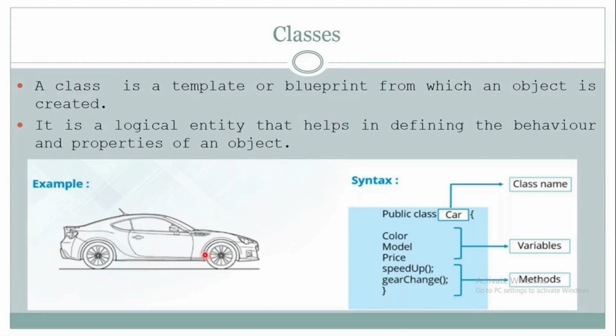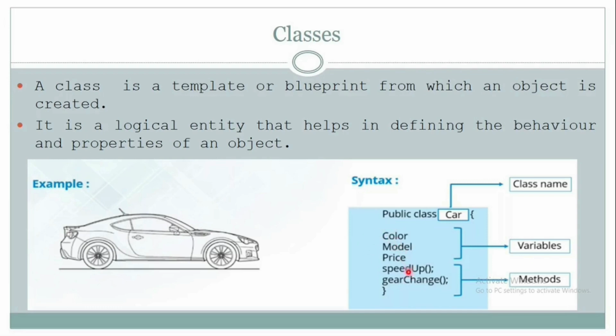The car will have some features: a color, a model, a price, so many features. It can also have some methods, some functionalities like a speed up method and gear change. So overall, it's just a template or a blueprint, and it is not a physical entity, it's just a logical entity.